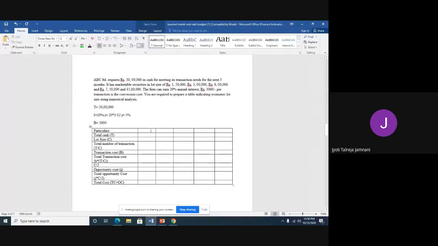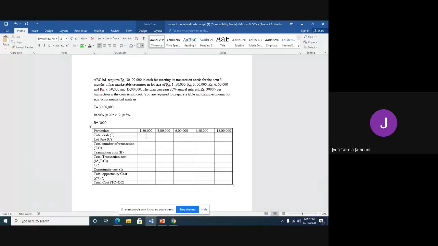So the lot sizes are given. The first lot size is 1,50,000. The next lot size is 3 lakh. Then 6 lakh. Then you have 7 lakh 50,000. And the last one is 15 lakh. So these are the lot sizes given. We have to find the optimum lot size or the optimum cash balance, which is the optimum C.